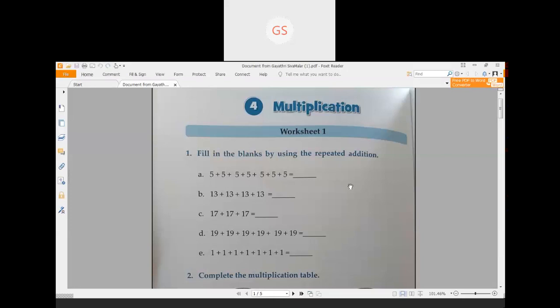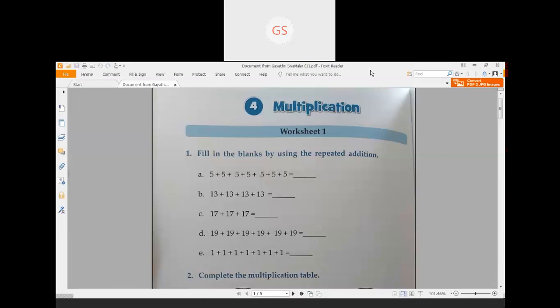Now look at what number is there. Which number is repeated? Number 5. Yes, Pragati. Very good. Number 5 is repeated, again and again. How many times is it repeated? Count and tell. 1, 2, 3, 4, 5, 6, 7. So it is 7 times. 7 times 5. You need to write like that.